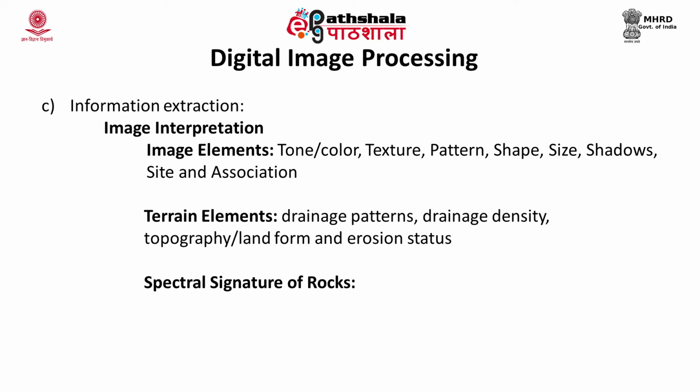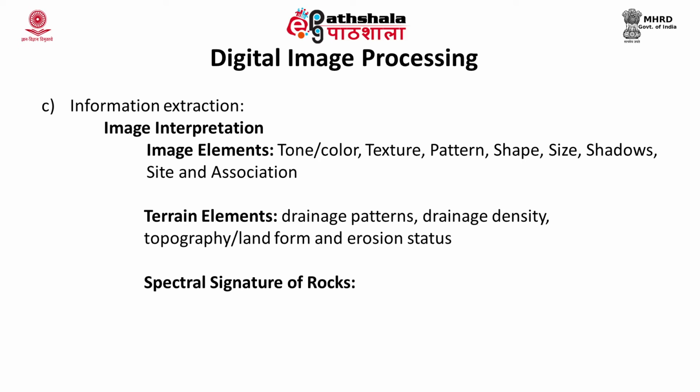If you look at image interpretation, there are different things, for example, image elements, terrain elements, and the spectral signature of rock. Based on this we can interpret the image to get valuable information about the geology of that particular area. What are the things that come under image elements? That is tone or color, texture, pattern, shape, size, shadow, site and association.